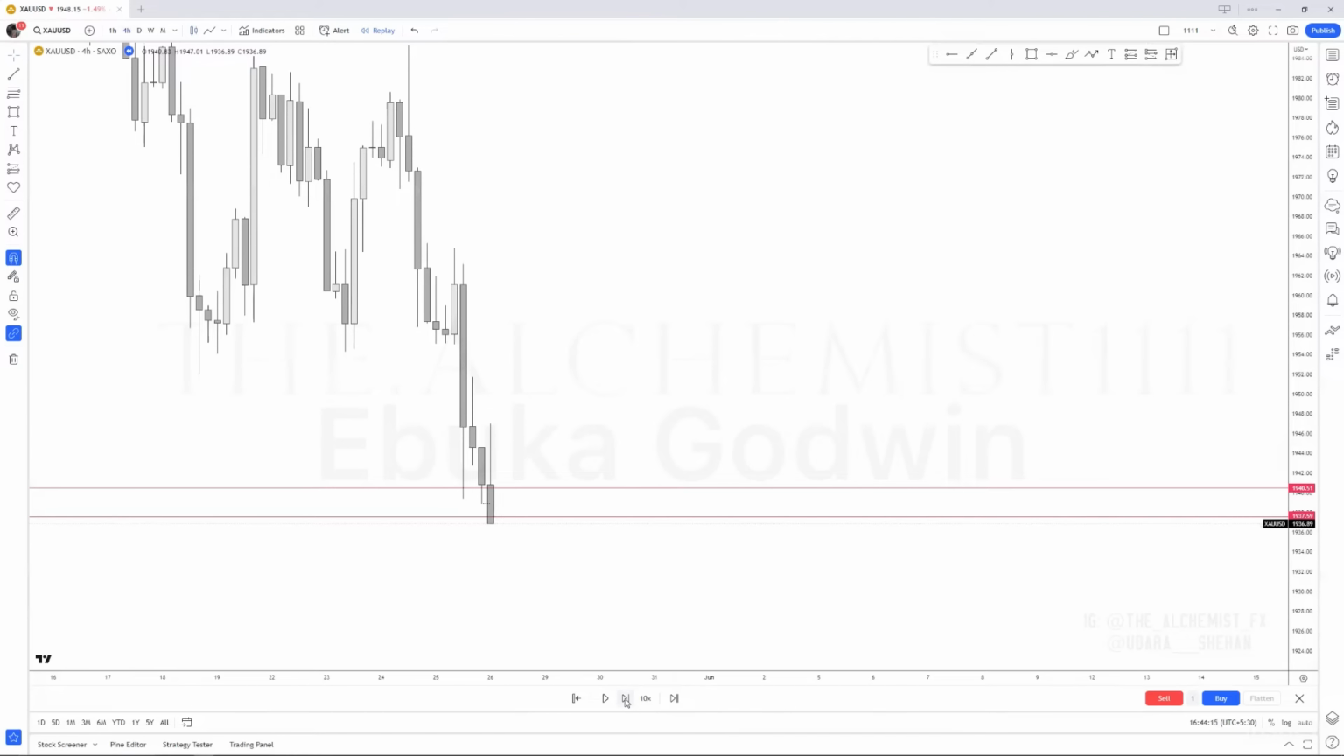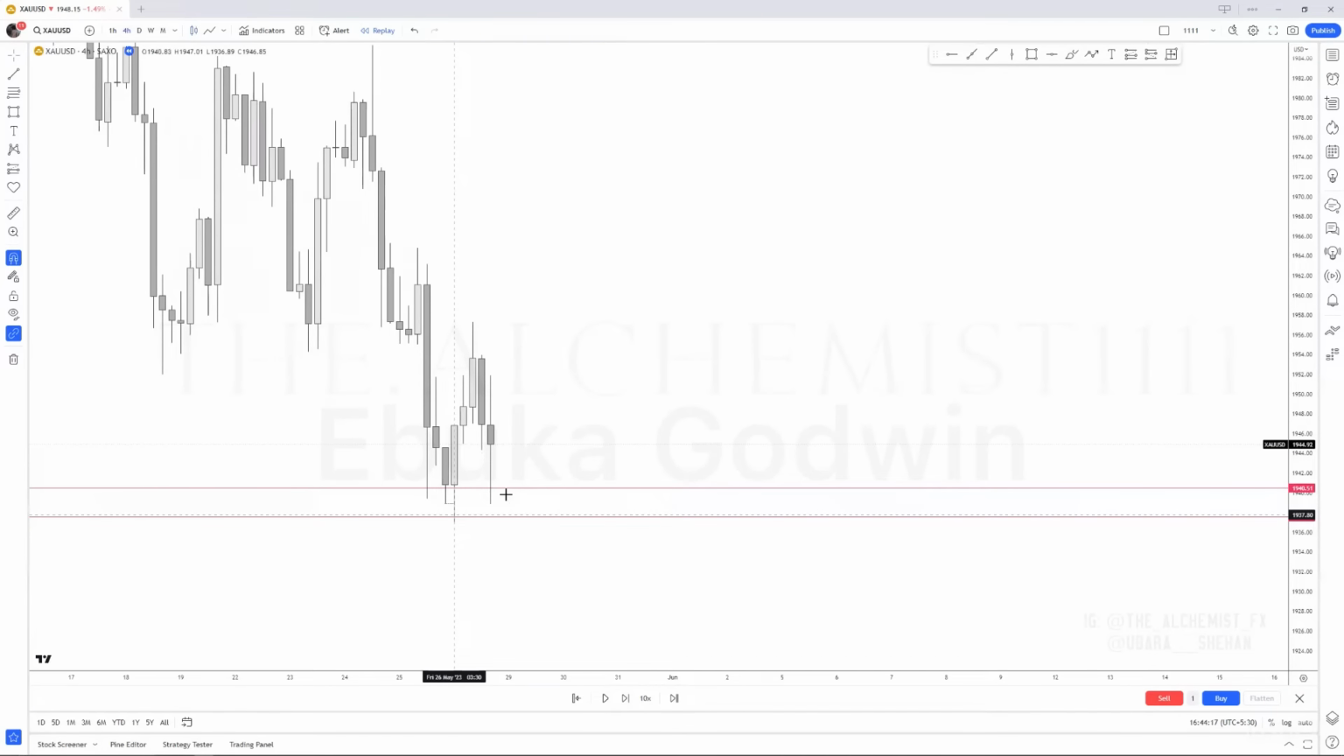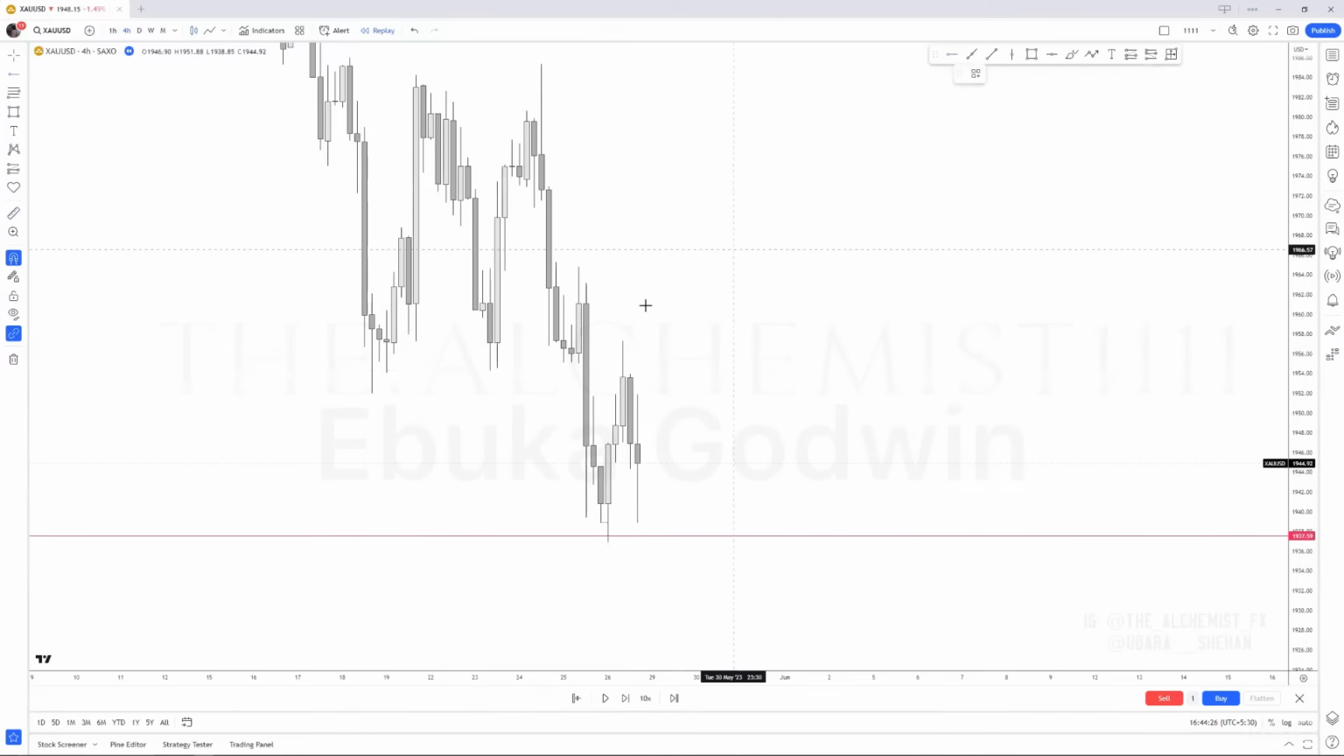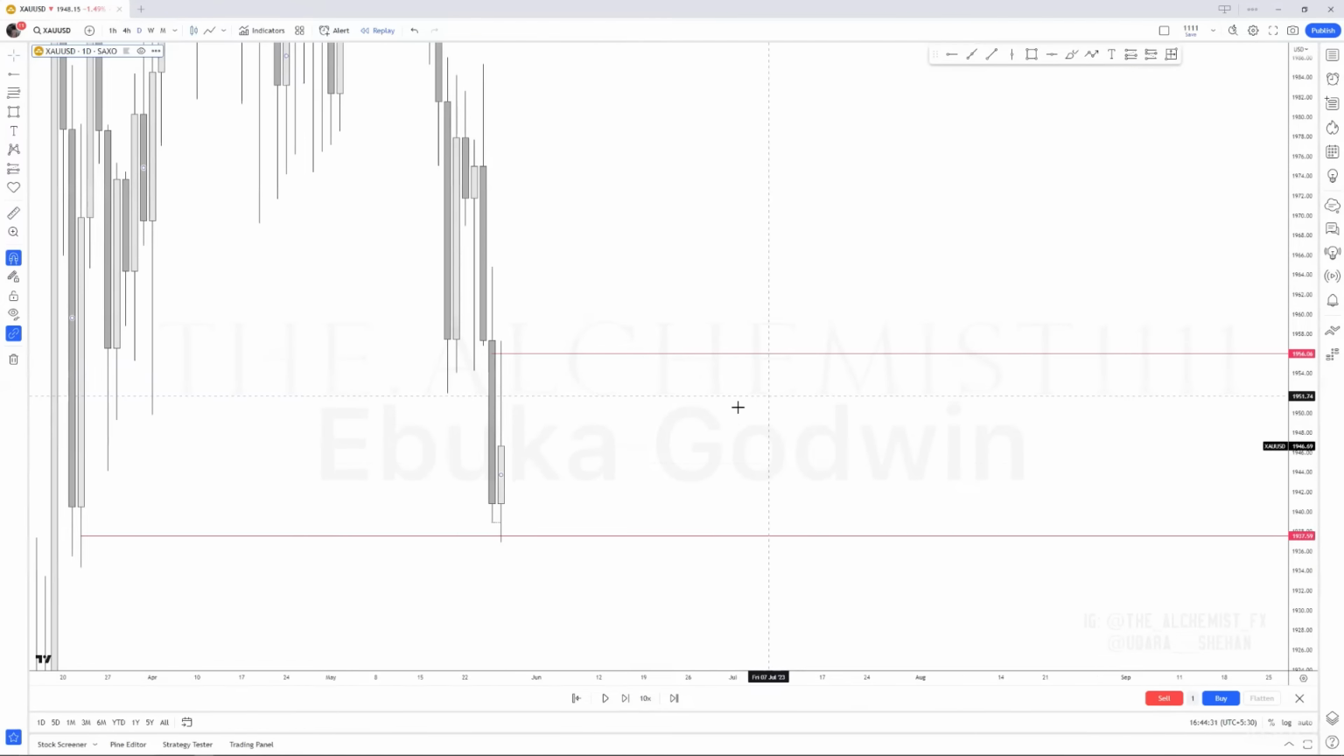But look at this. What happened? See that? Where did this come from? Right from the H1 level. Look at this. From here, where is your next reversal zone? We have zones here. Buying here, selling here. You can do more refinements if you are on the daily time frame.